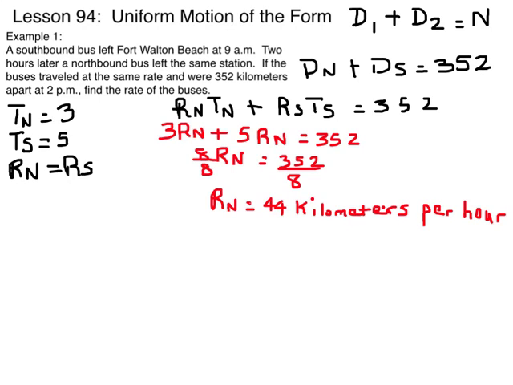This is lesson 94 in Saxon's Algebra 1 3rd edition, and this lesson is a continuation, sort of, of lesson 92. It is distance, motion, rate, those kinds of things. So this is uniform motion of the form d1 plus d2 is equal to n.